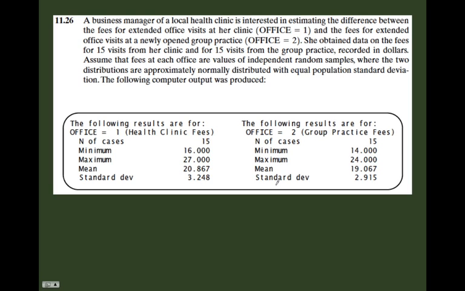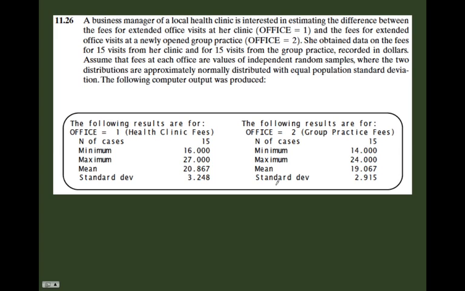A business manager of a local health clinic is interested in estimating the differences in the fees for extended office visits for her clinic and the fees for extended office visits at a newly opened group practice, and they're coded office 1 and office 2. So she obtained data on the fees for 15 visits from her clinic and for 15 visits from the group practice, recorded in dollars.